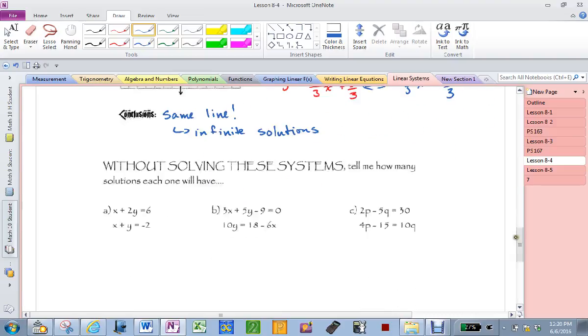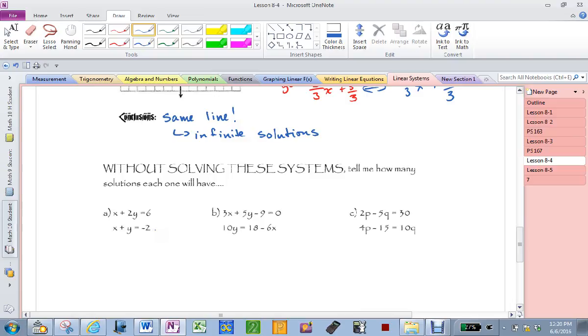Now, you guys should have the same three systems here. Right? x plus 2y equals 6, x plus y equals negative 2, they're the same? Yeah? Okay. You're not allowed to solve them. You're not allowed to graph them. All you can do is a little bit of algebra to tell me how many solutions each one will have. What are your three options? There can be one solution, no solutions, or infinite solutions. And what's the key to telling you how many? Slope. Go.